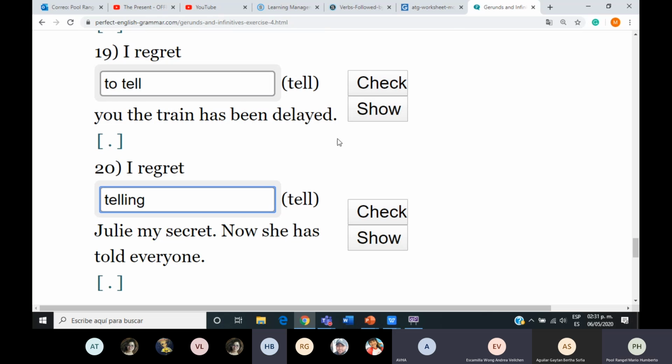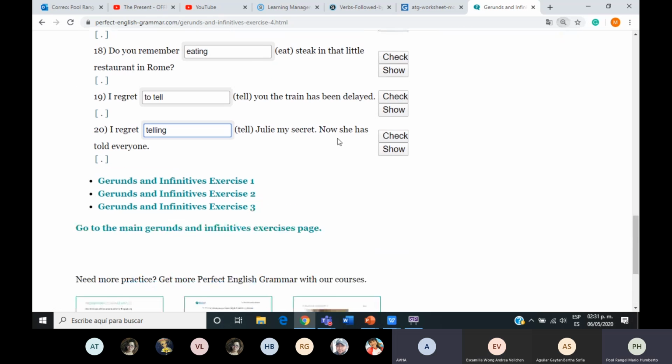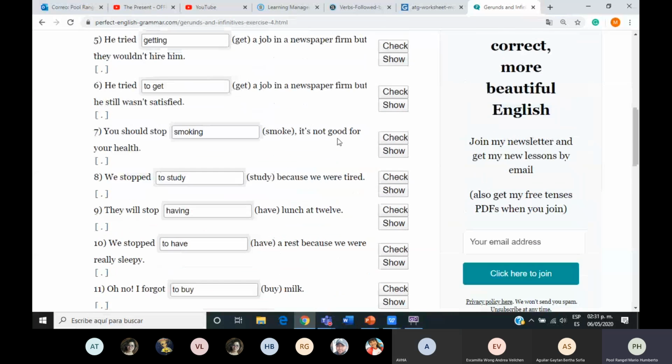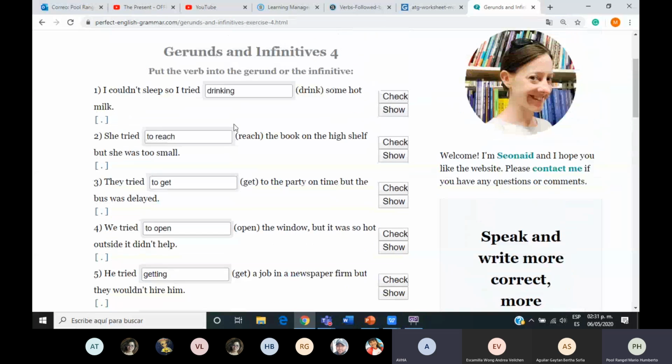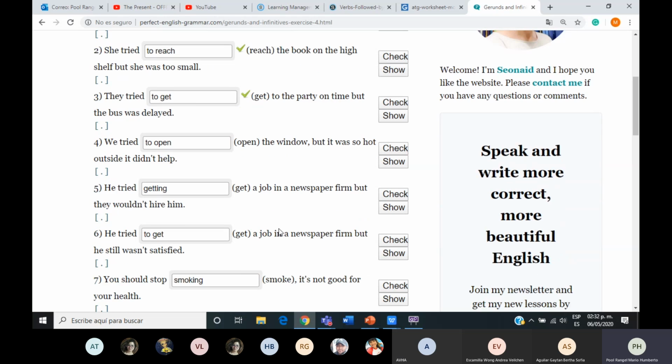Ahora sí, vámonos de uno por uno. Dijeron, I couldn't sleep, so I tried drinking some milk. That's correct. A ver qué pasa. She tried to reach the book on the high shelf, but she was too small. That's correct. They tried to get to the party on time, but the bus was delayed. That's correct. We tried to open the window, but it was so hot outside.